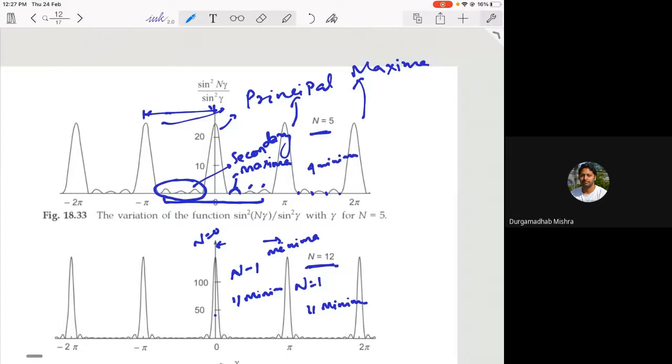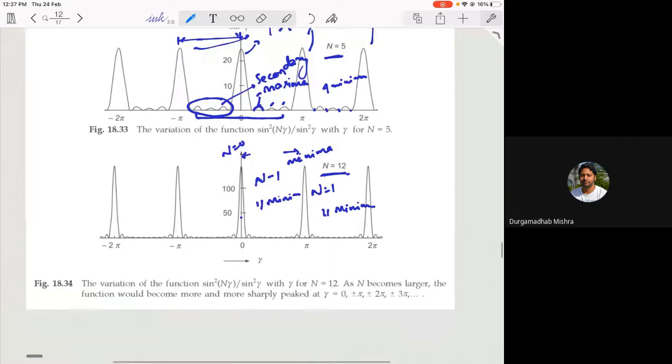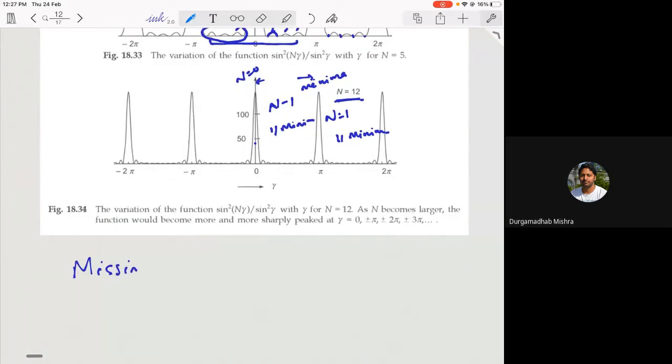Sometimes you will also have some missing orders in the diffraction grating. The missing order will be observed when your interference condition leads to a destructive one, and the minima of diffraction is also satisfied. That would happen only when these two conditions are satisfied simultaneously. So b sine theta is also equal to n lambda, and n is not equal to 0. If both conditions are satisfied simultaneously, you will observe some missing peaks.